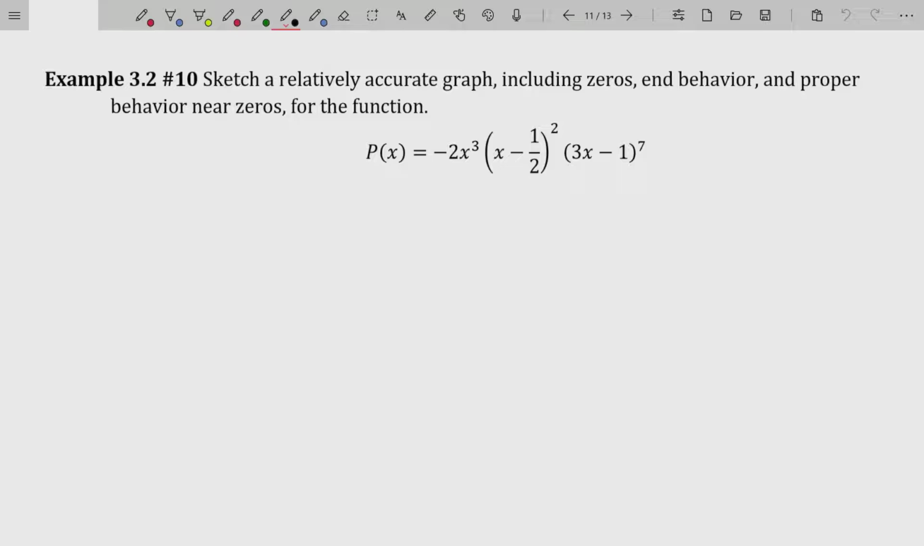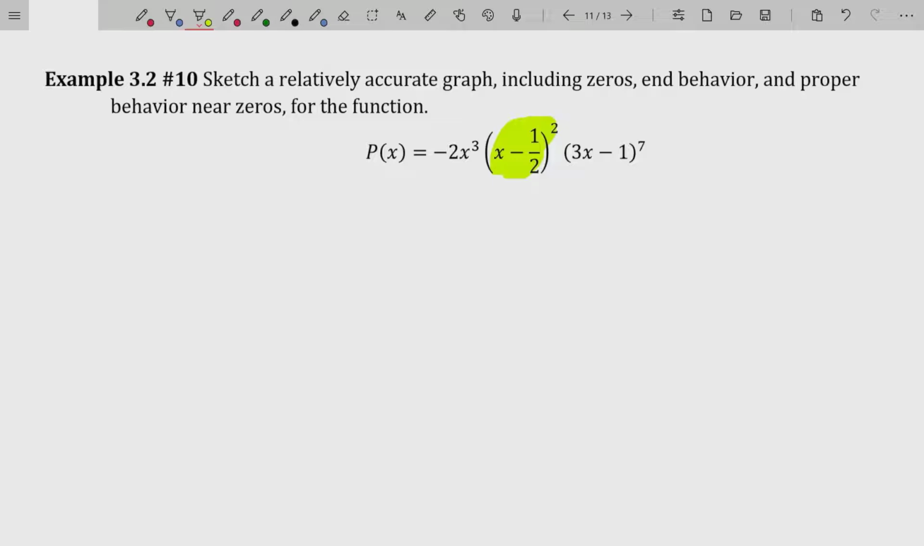So you should know that, for example, the graph of (x minus 1/2) squared, this beast right here, is a parabola shifted half a unit to the right. That's just something you should already know from your transformations work, functions.